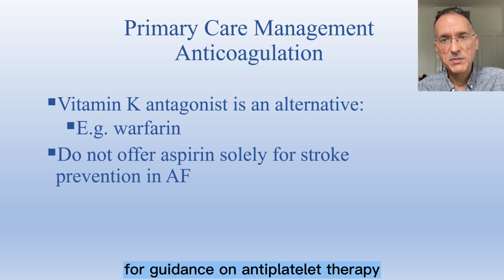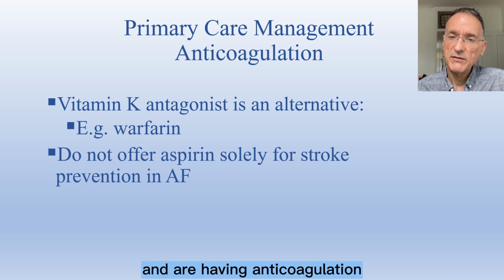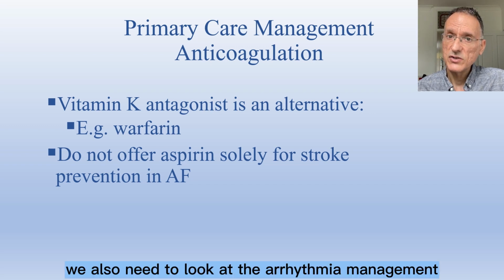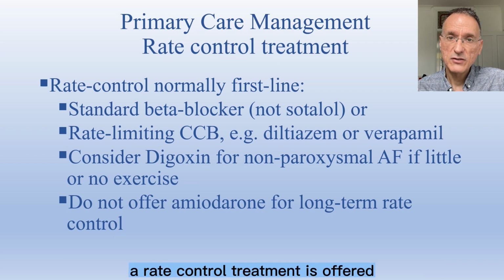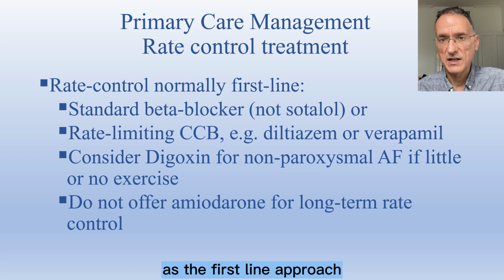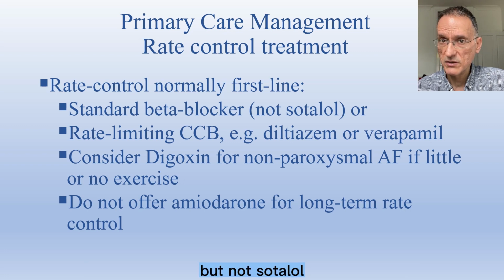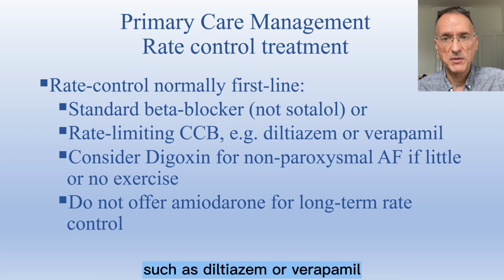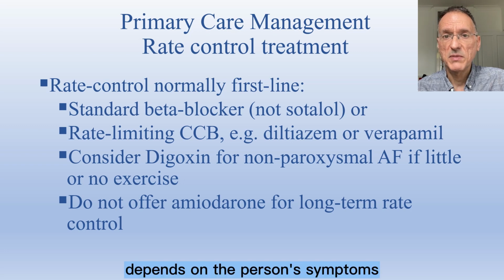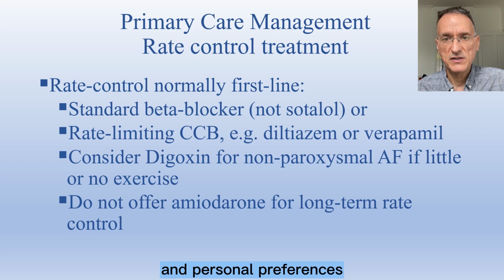For guidance on antiplatelet therapy for people who have had a myocardial infarction and are having anticoagulation, there are separate guidelines. In primary care, we also need to look at the arrhythmia management. For most patients with AF, a rate control treatment is offered as the first line approach. This can involve using a standard beta blocker, but not sotalol, or a rate-limiting calcium channel blocker such as diltiazem or verapamil. The choice of medication depends on the person's symptoms, heart rate, comorbidities and personal preferences.